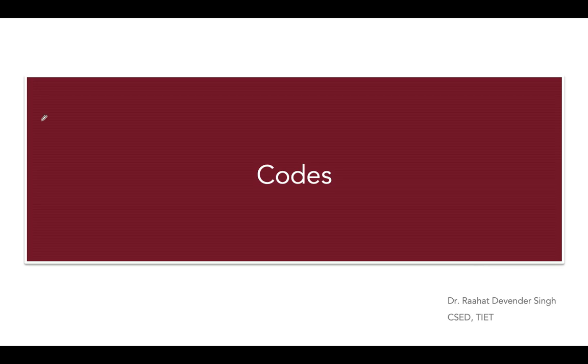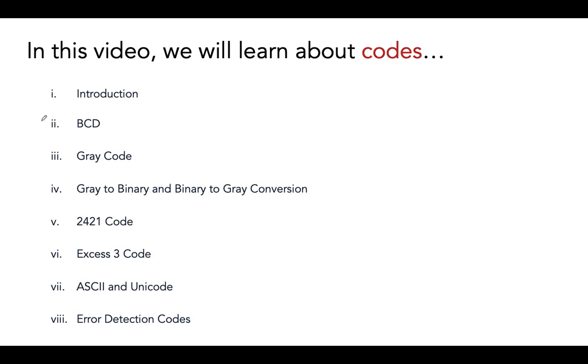Hey everyone, in this video we are going to learn about codes. So we'll start with a brief introduction to codes and then we'll talk about some most commonly used codes within the computer systems, namely BCD, binary coded decimal, gray code. Then we'll take a look at how to convert gray to binary and binary to gray. Then we'll talk about 2421 code, XS3 code, ASCII and Unicode, and then we'll conclude this discussion with error detection codes.